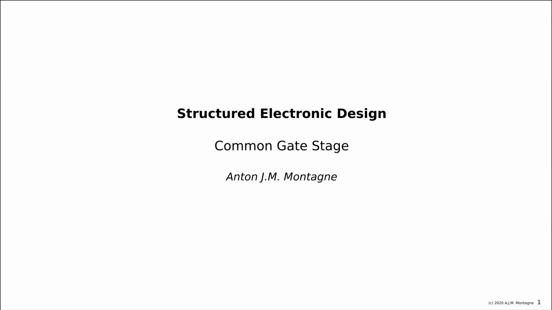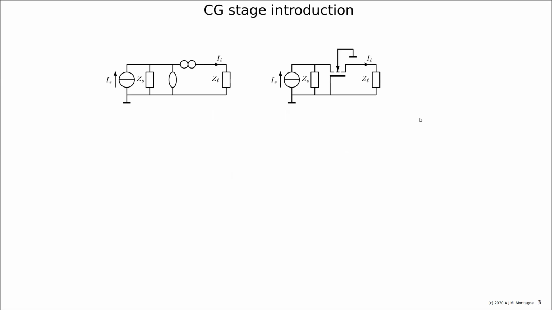The common gate stage. So here we have again the concept, the unity gain current amplifier. That was the concept, and here it's even maybe more difficult to see that there is feedback. But we will see this. We will evaluate the loop for this one as well. So here you see the implementation with the transistor, the common gate, and we know the properties.